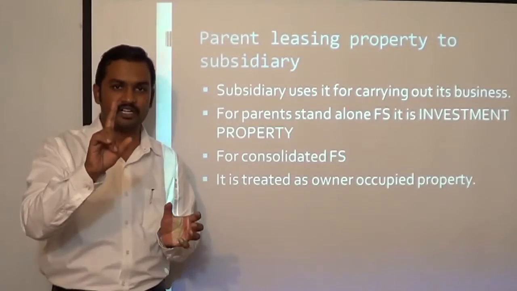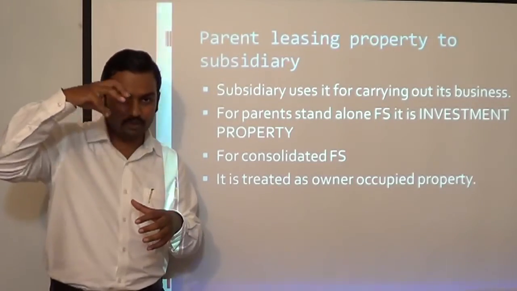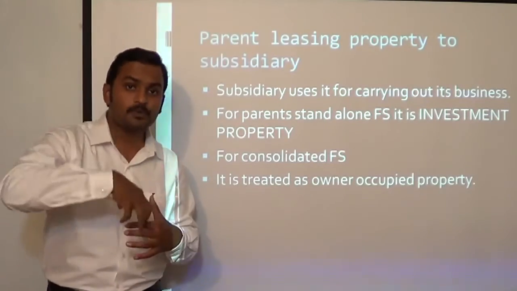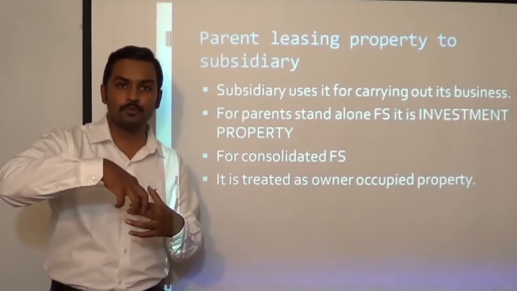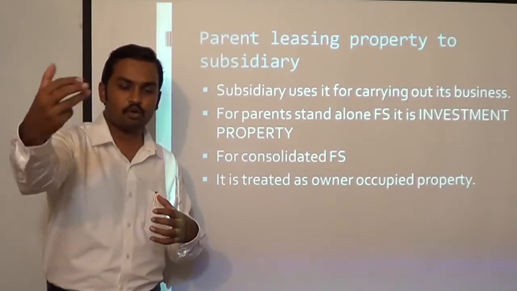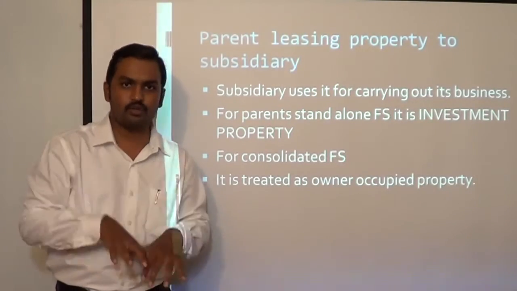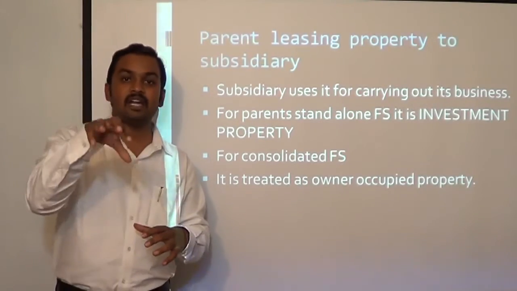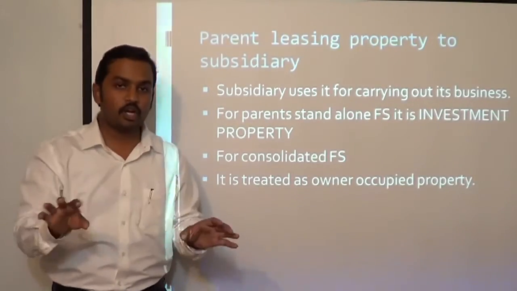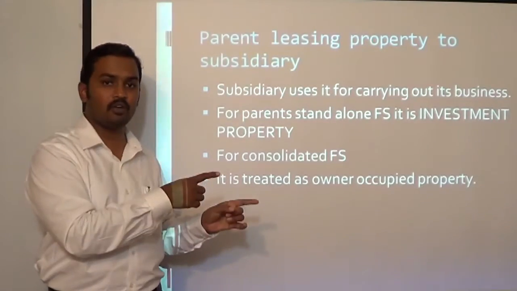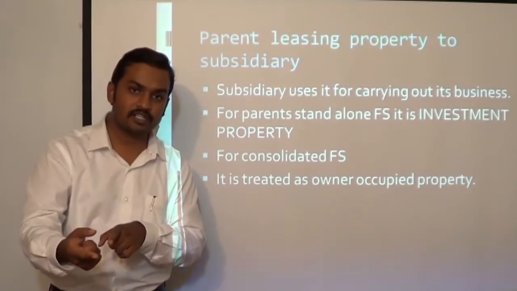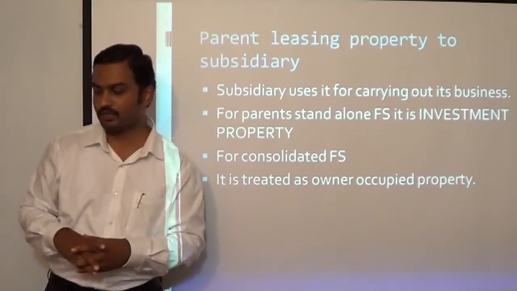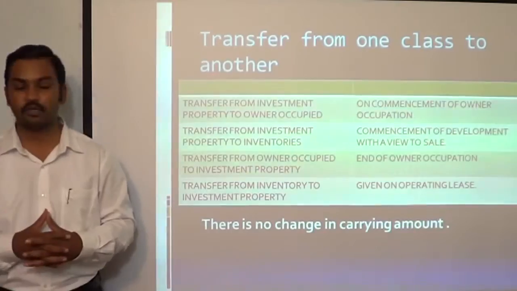The group is treated as one entity. In this case, if you see from the group's point of view, that property is being used for the group's business. Subsidiary's business becomes the group's business. If the subsidiary is using the property to do business, that means the group is also using the property for doing business. In such cases, for consolidated balance sheet purpose, it will be shown as property, plant and equipment. It will not be shown as investment property. So standalone will be shown as investment property. For consolidation purpose, it will be shown as property, plant and equipment. Okay, so this is what the standard has to say about a parent leasing out a property to a subsidiary.